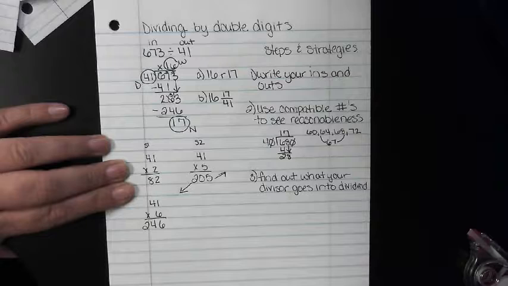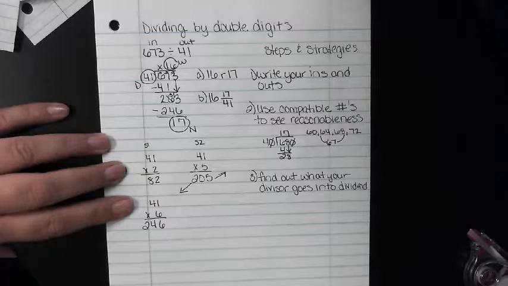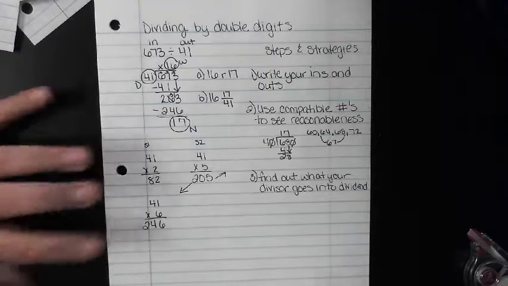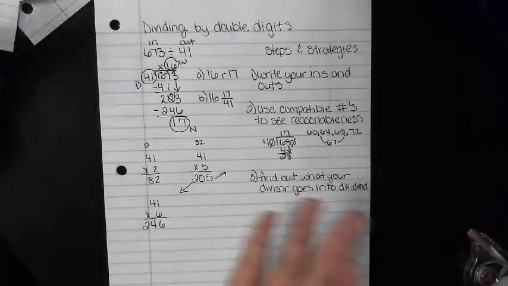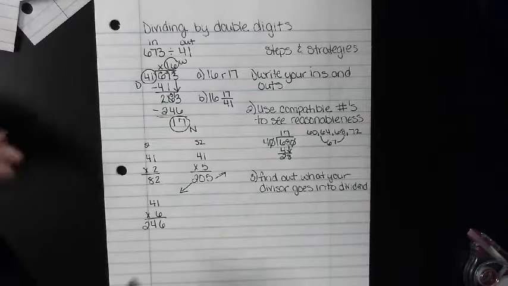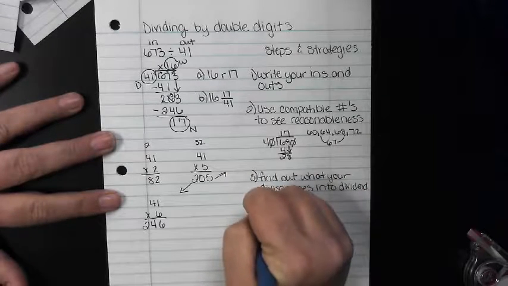Both of these answers are correct. So as of now, I will accept either one of those answers. Later in the year, that might change. We're going to be moving away from using that remainder. But for now, this is how you're going to work. You want to use your guess and check.